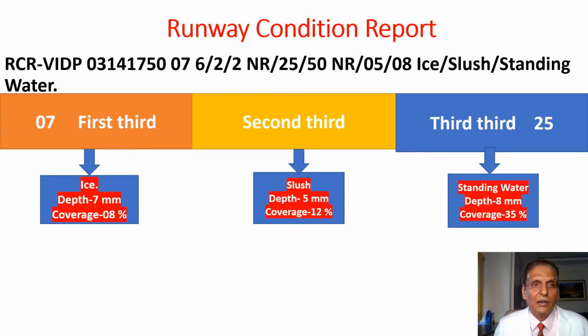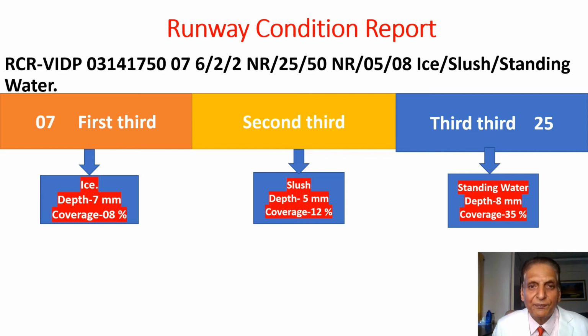So this runway condition report will be for Delhi VIDP, ICAO designator, then 14 March 0314. First is the month, then is the date, then the time in UTC 1750. Then runway designation, lower designation, that is 07, low designation number. Then runway condition code 622. Why 6? For coverage below 10%, below 25%, it will be shown as 6.